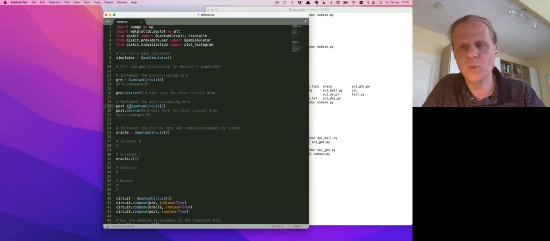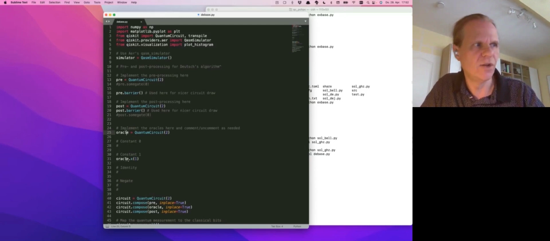Then there's another quantum circuit for the post-processing. There you apply the Hadamard gates in order to get everything back into the basis states. Again, a barrier at the beginning this time in order to separate this from the oracle. And you put the instructions here, and then you implement the function, or oracle as I call it, either as a constant function or as a balanced function.